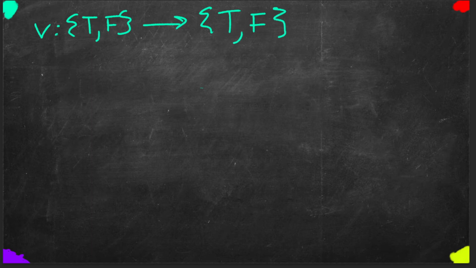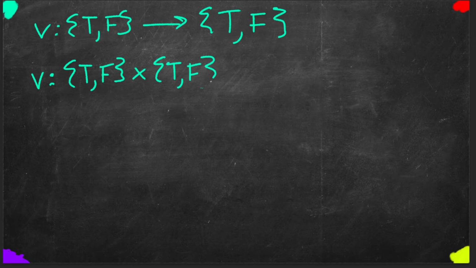But this is not the only kind of valuation function. Some valuation functions, instead, take a truth value, T or F, from one collection or set, and also take a truth value from another set, and give you one and only one truth value, either T or F. Okay, so what does this second one mean?